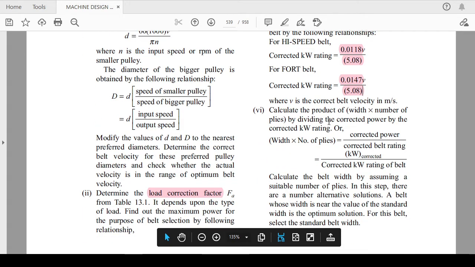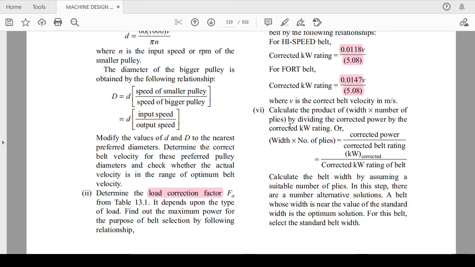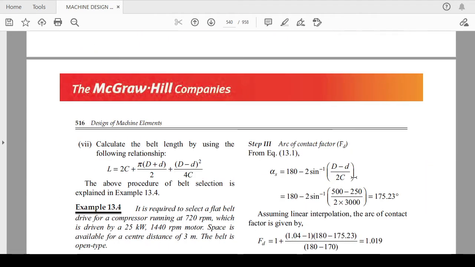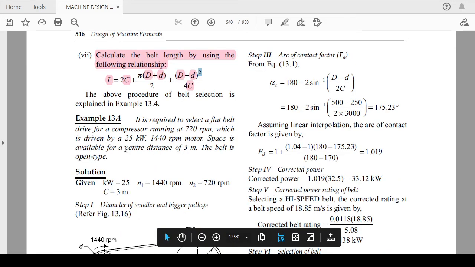After that you can calculate the product of width and number of plies with the help of this particular thing, and then you can calculate the belt width by assuming a suitable number of plies. Number of plies means layers. And after that you can calculate the belt length by using this particular formula. And this is all about the procedure, and the same thing you can see in the numerical.